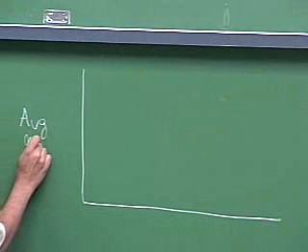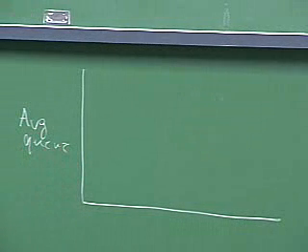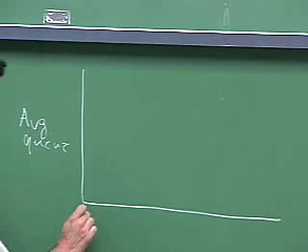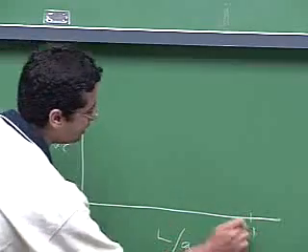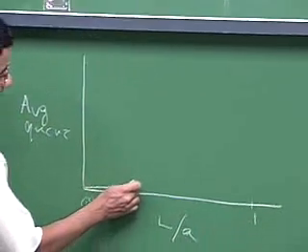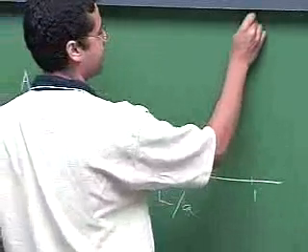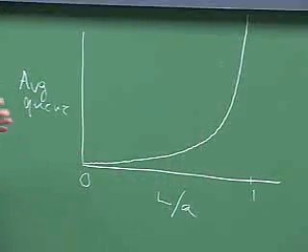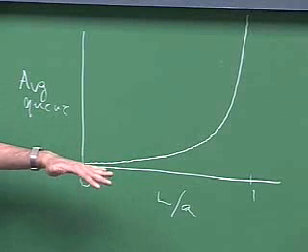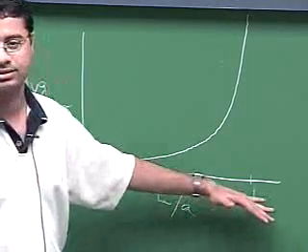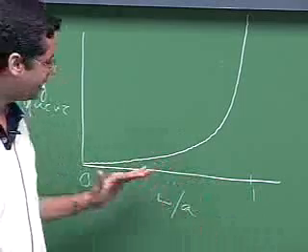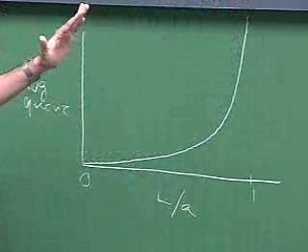So if we were to plot this average queue as a function of L over A, so this is 0, this is 1, then this average queue blows up like this. When the load is very low, the average queue that you encounter is going to be very small. When the load becomes close to 1, the processing capacity of the node, then the average queue that you see starts blowing up.